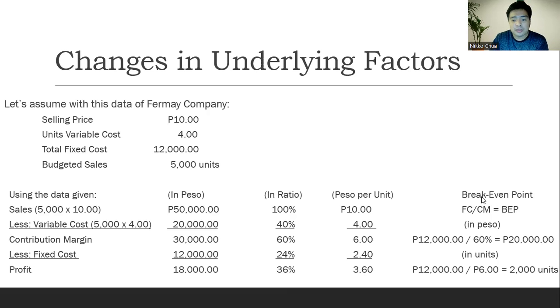per unit. So for our break-even point, the formula is fixed cost over the contribution margin. We will have the break-even point. In peso, 12,000 over 60% is equal to 20,000. And for per unit, 12,000 over 6 peso is equal to 2,000 units.